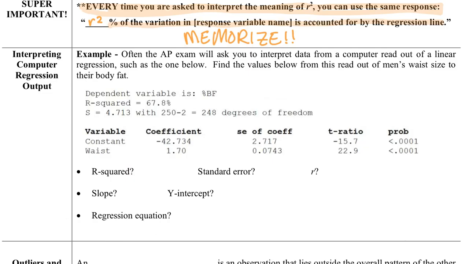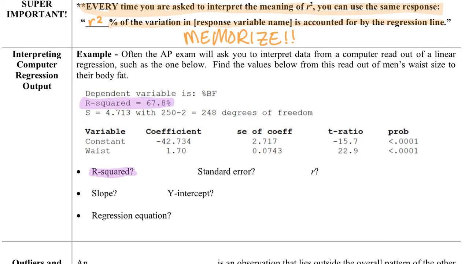Very often in AP statistics, you are going to be asked to read a computer output very similar to this one. It might be in a different order, but you only need to be able to find 5 things from this readout. The first thing you'll need to find is R squared. So R squared is right here. This one's pretty easy to find.